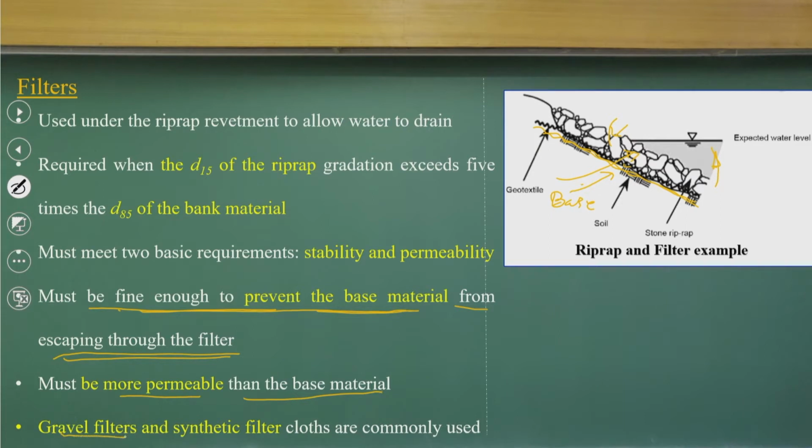Gravel filters or synthetic geosynthetic cloth filters are what we commonly use nowadays. Basically, the revetment allows water to drain, and it should have stability and permeability, the properties needed for better filter materials.